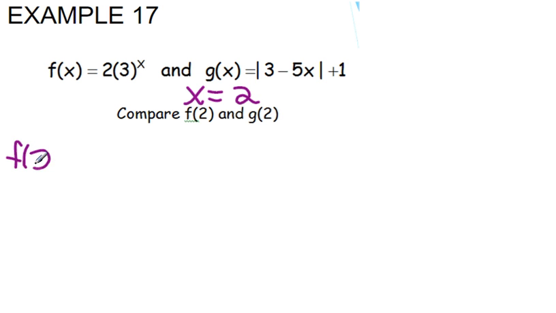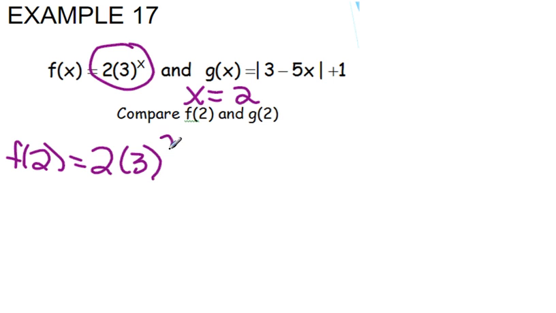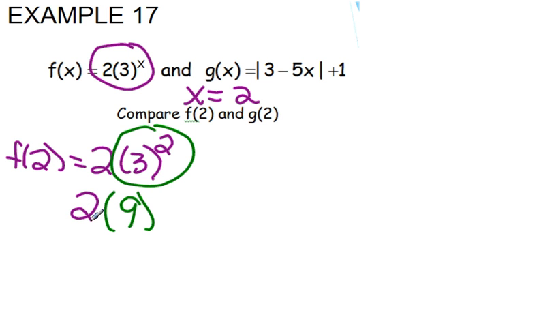Okay, so I'm going to start with f of x. I'm going to find f of 2, which means I'm going to take this function and plug in 2 for x. So 2 times 3, and then instead of the x power, I'm going to have it to the second power. To evaluate this, we want to follow our order of operations, which means I do the exponent part first. Very important, you don't want to multiply first. You have to do the exponent part first. So 3 to the second power is 9. Now, 2 times 9 is 18. So I have f of 2 equals 18.